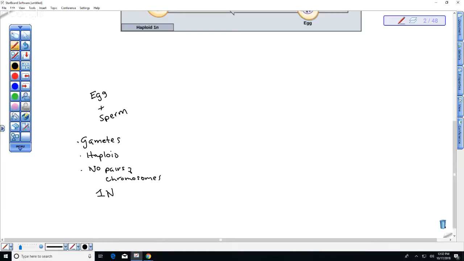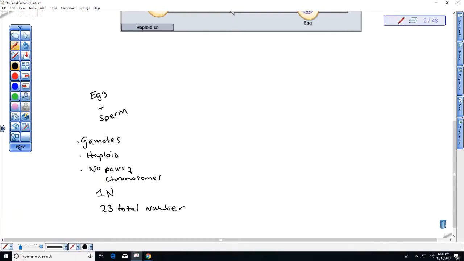So in us, how many chromosomes would be present in the egg and the sperm total? We have only one copy of each chromosome. How many chromosomes are in your eggs and sperm? 23. Excellent. So this would be 23 total chromosomes. So that is in humans.